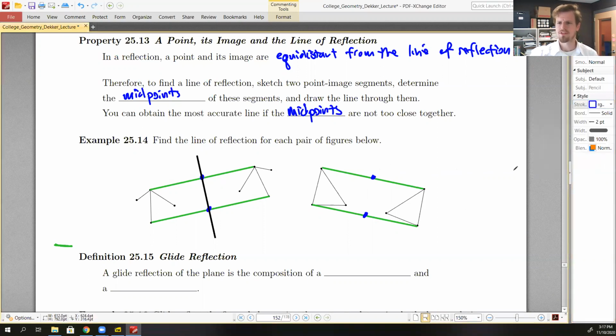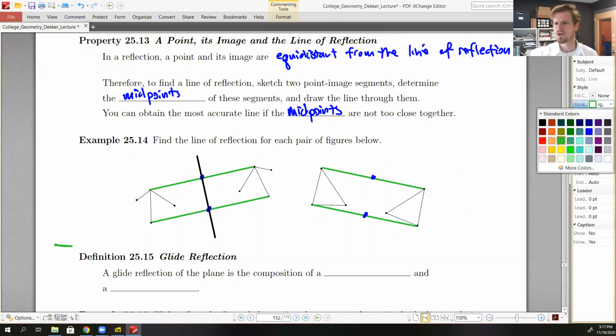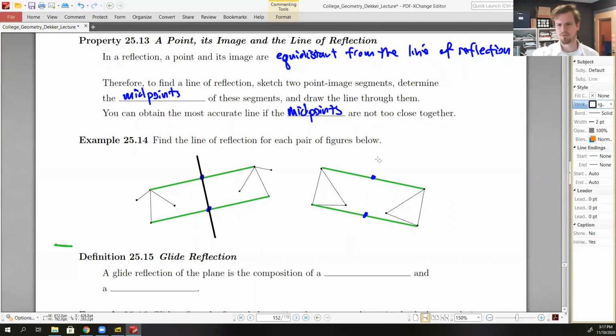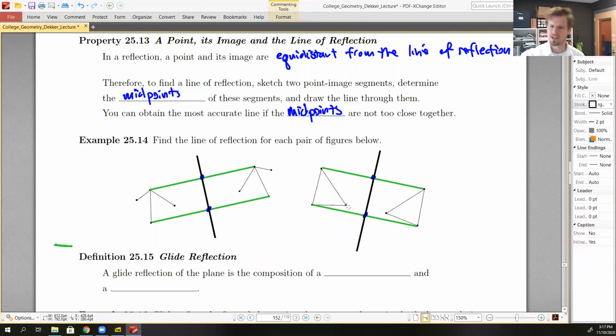Once we have that, we can go ahead and create the line of reflection, which passes through the midpoints. Excellent. So again, there we go. There's the line of reflection. And that's all that I wanted to add to the discussion on reflections.